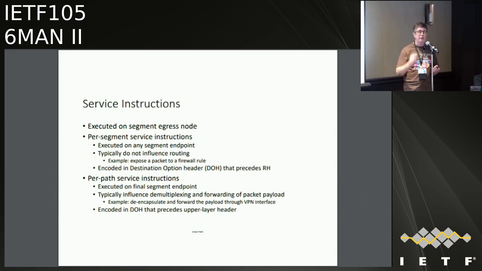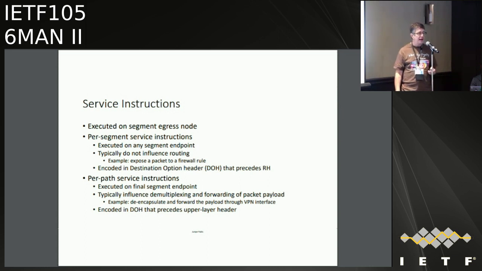Then we have these things called service instructions. They augment a path. They don't define a path. And we have 2 kinds of service instructions. Per segment service instructions that can be executed at any segment endpoint. They typically don't influence routing. They don't influence whether you go left or right. Some examples are expose a packet to a firewall policy or expose a packet to a sampling policy. We encode those in a destination option header that precedes the routing header we just talked about. Why do we do that? Because the destination option header is processed at the egress of each segment.